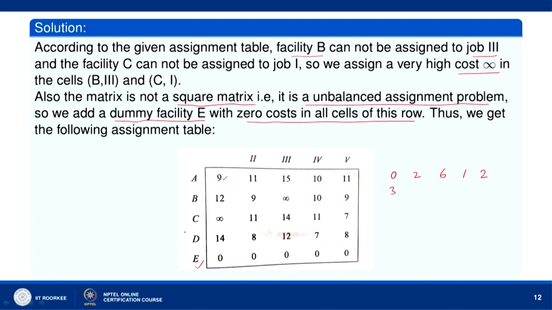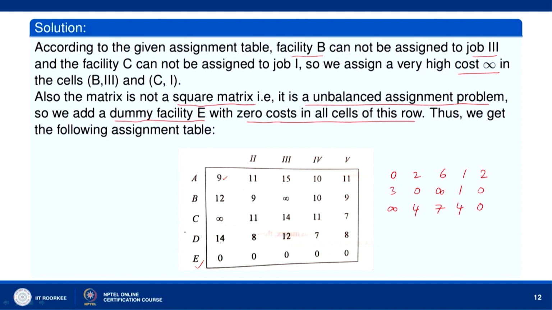So, we get 3, then 0, then we have infinity, infinity minus 9 is infinity, then 10 minus 9 is 1, and then 9 minus 9 is 0. Here the smallest element is 7. So, infinity minus 7 is infinity. So, 11 minus 7 is 4, 14 minus 7 is 7, then 11 minus 7 is 4, 7 minus 7 is 0.